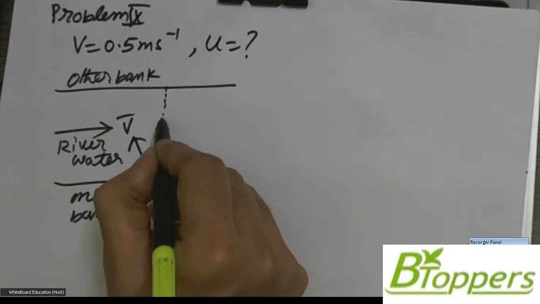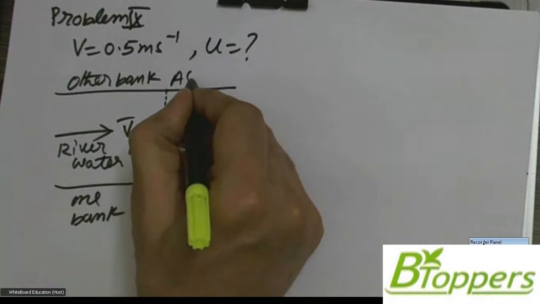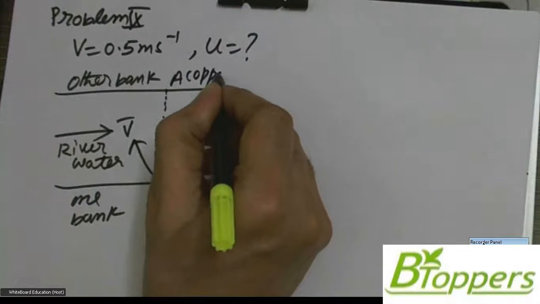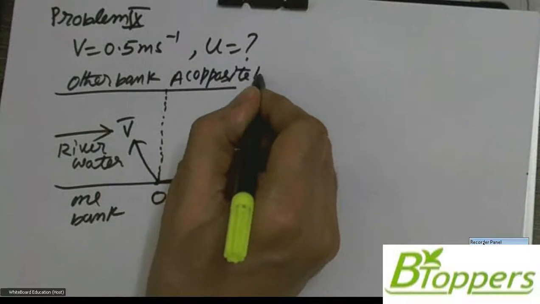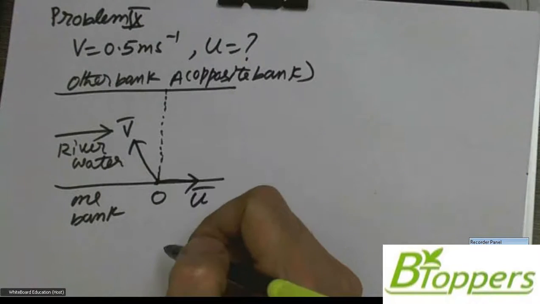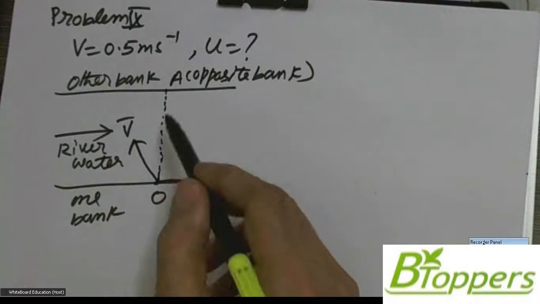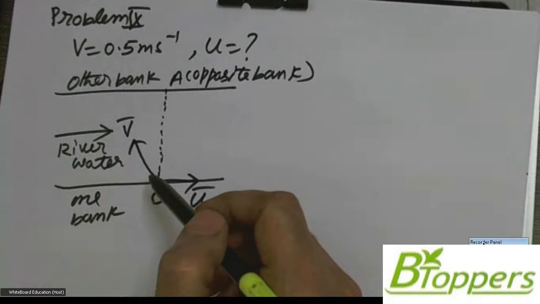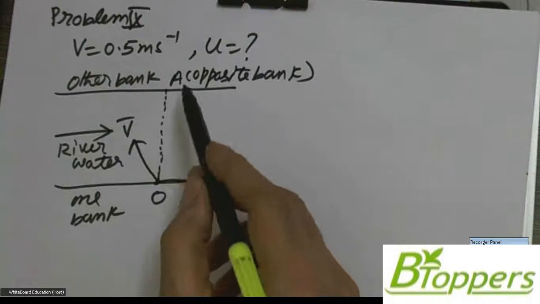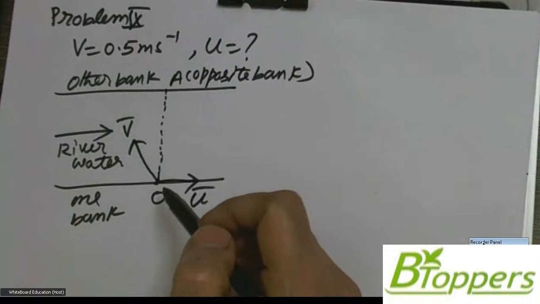And it's given that the swimmer will reach exactly the opposite point A on the other bank. That means in this case, the swimmer moves along the minimum distance path. So this problem comes under the special case 2.